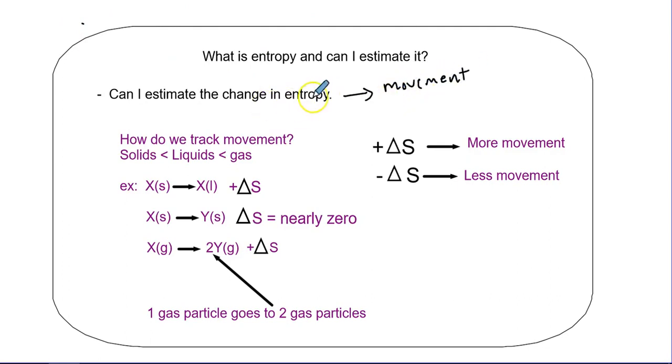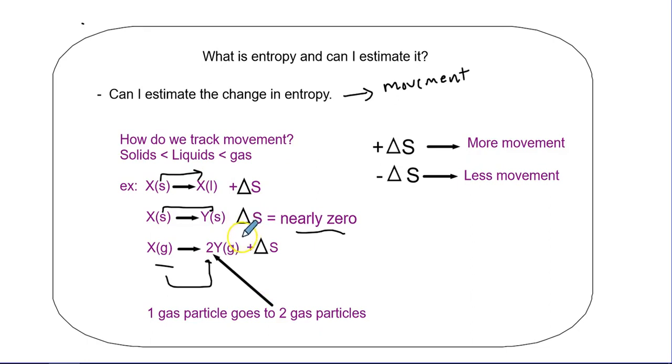And when you have more movement, then you get more entropy. So if a reaction goes from a solid to a liquid, that's increased movement. That means positive. If it goes from a solid to a solid, well, there might be some change, but not very much. You go from a gas to a gas, but it goes from one gas to two gases. Well, that's also an increase in entropy. So one gas particle goes to two gas particles. So that's another way we can estimate movement, just by the state that we're in. That's a lot of it.